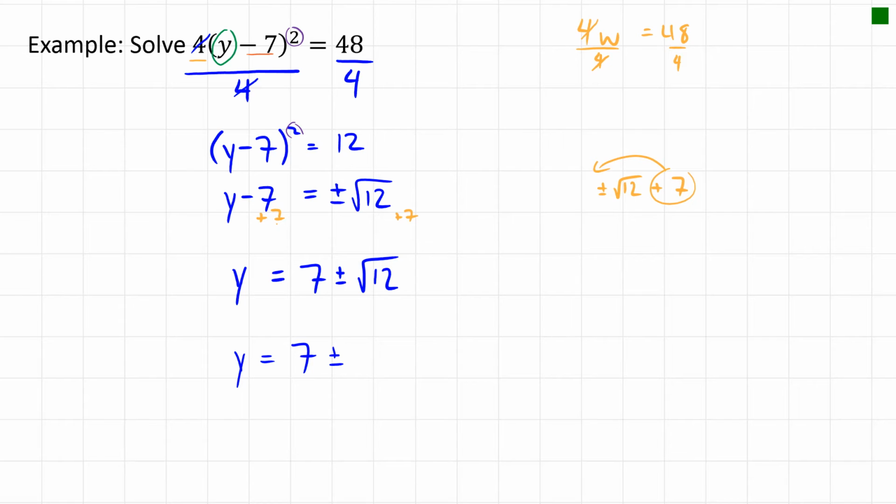Before I put a box around my final answer, I'm going to simplify that square root of 12. The square root of 12 can be simplified because it has 4 times 3, and the square root of 4 is 2, leaving me with the square root of 3 left over. So 7 plus or minus 2 root 3.